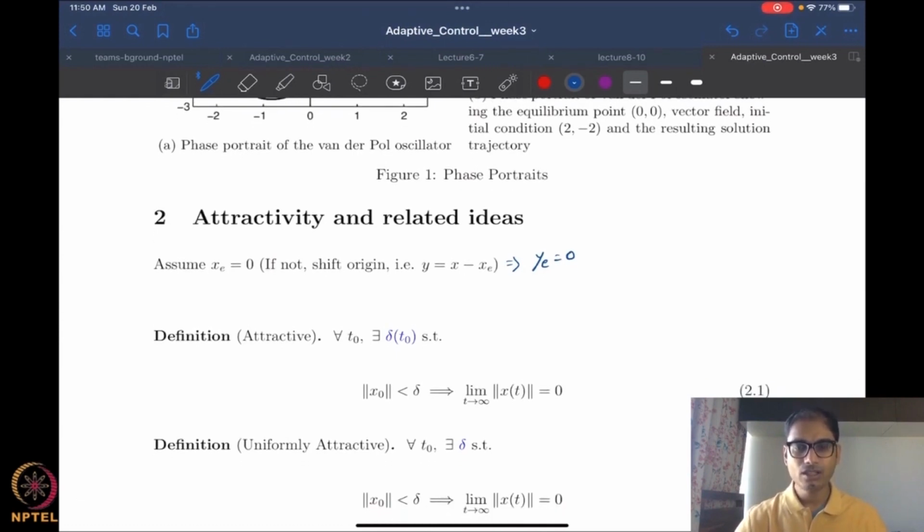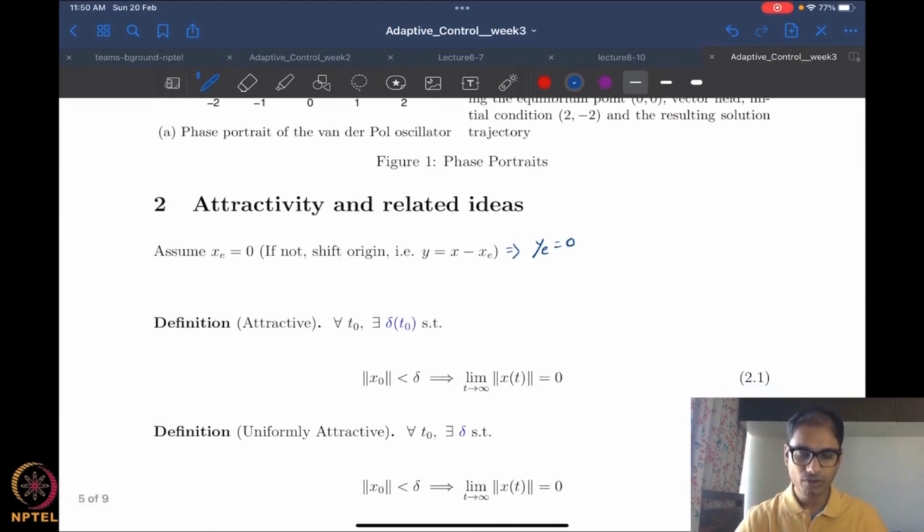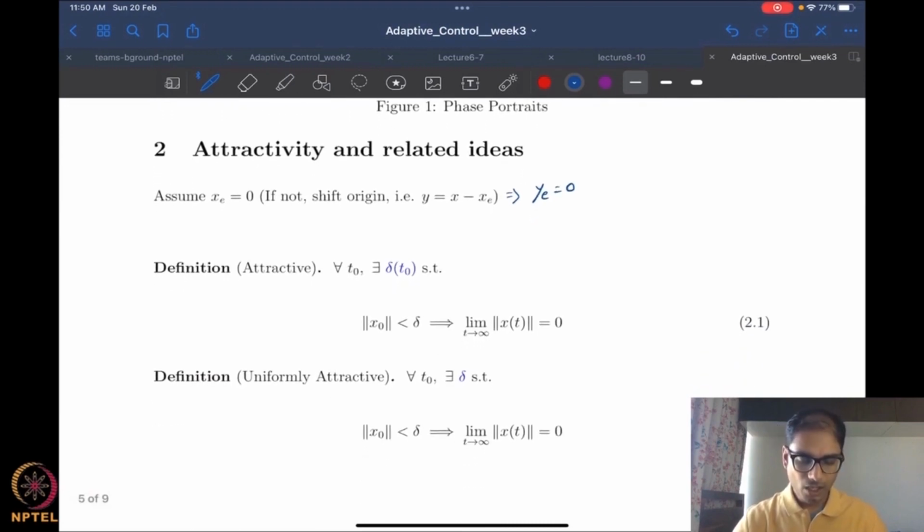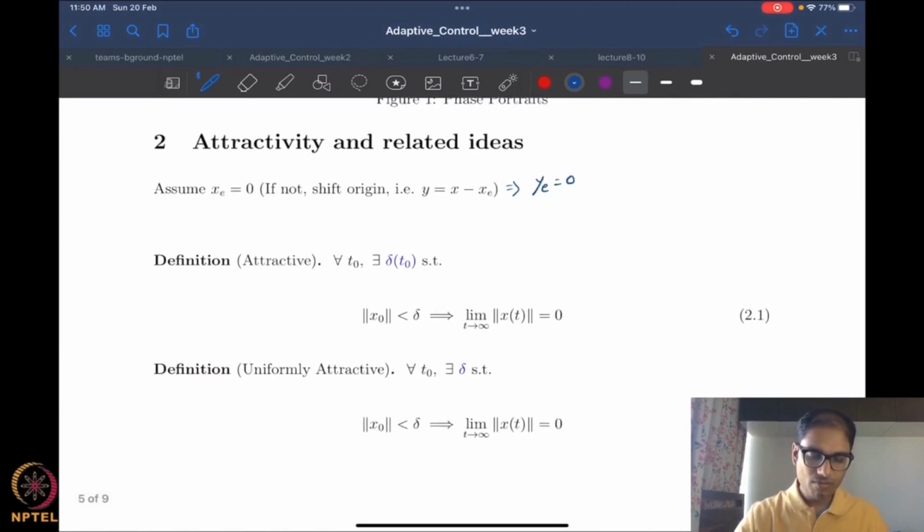Yeah, so it's not something crazy. It's just very, very standard. It's not even a big deal. All right, we always consider the origin to be our equilibrium. So what does it mean for the origin to be attractive?